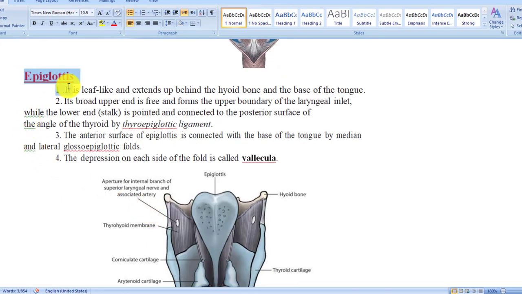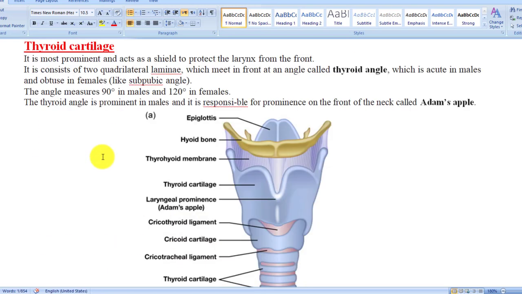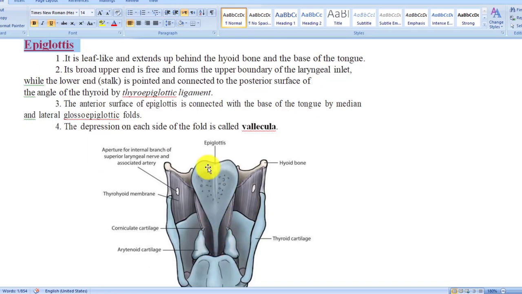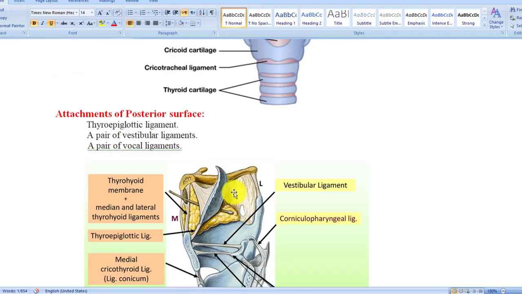Next, there is epiglottis. You can see here above I had told you the unpaired cartilages are the thyroid, and then there is the cricoid, and this one is the epiglottis. Now look carefully. Let us see about epiglottis. What is epiglottis? This flap-like cartilage is called epiglottis, right? This one. So in this image you can see it here. This is the epiglottis, right?